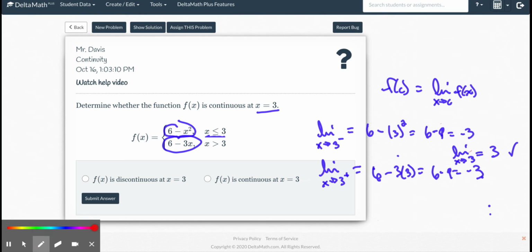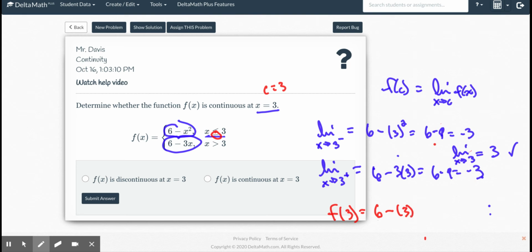Second condition, or depending on what order you do it, f of c must be defined. So f of c just means f of 3 in this case, because c equals 3. So we're going to plug it in where the equals part of it is. It's going to be that equation because that has the or equal to part under it. So we're going to do 6 minus 3 squared, and we get 6 minus 9, which is -3. So that is defined.